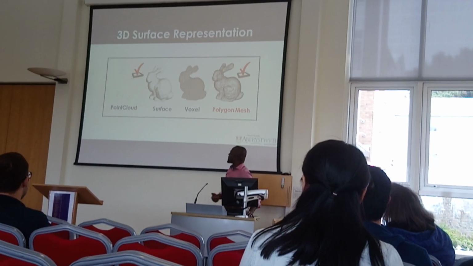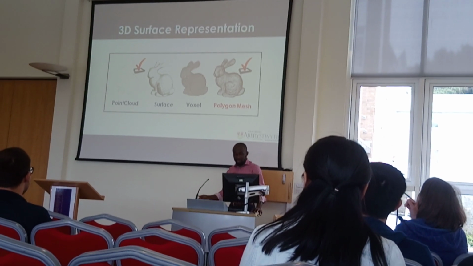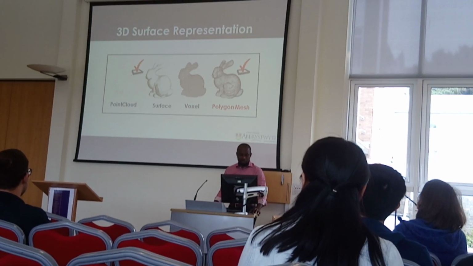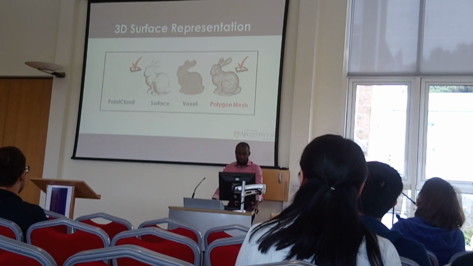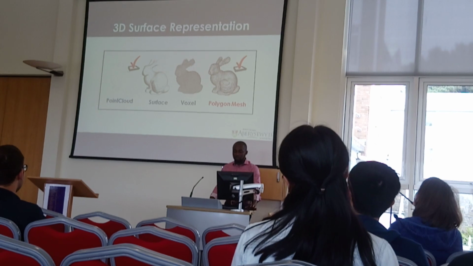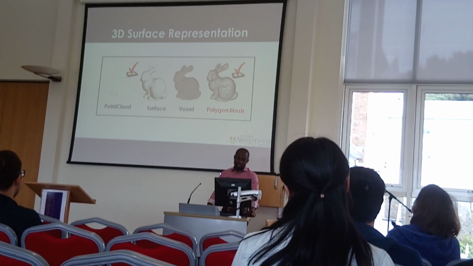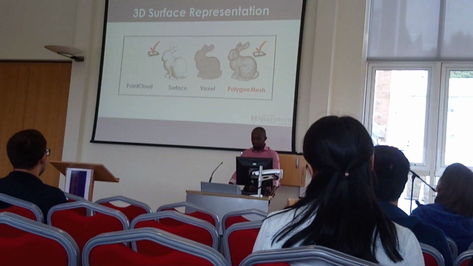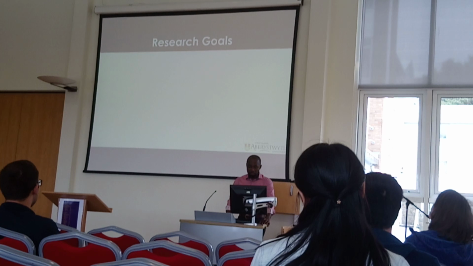Now, talking about representation, we have the common representation. There are many types of representation for 3D models. The most common ones are point cloud, like I mentioned before, the surface, the voxel, and the polygon mesh. And so we began with polygon mesh, and then eventually we ended up working with point cloud. We are going to see in the methods I'm going to explain.